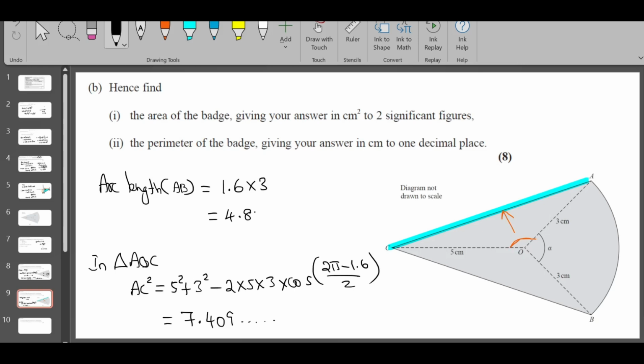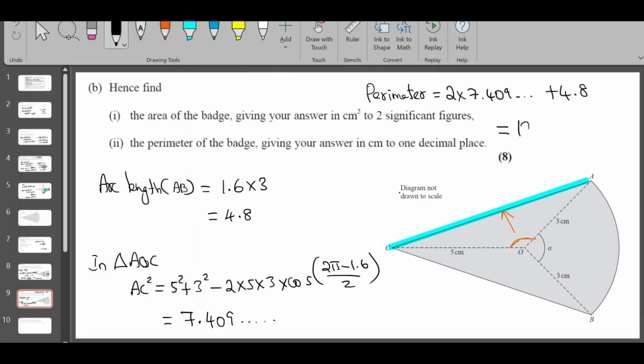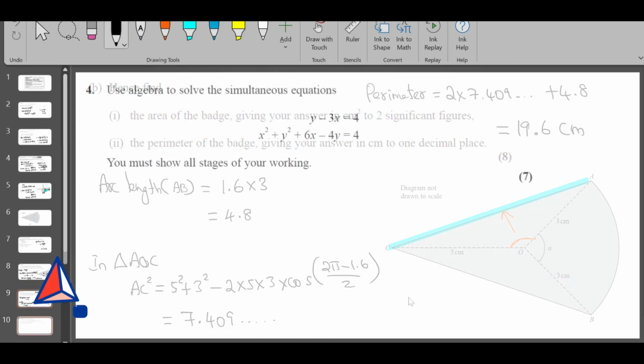Now you can write the perimeter: 2 times 7.409 something plus the arc length. So straight away multiply the answer by 2 plus 4.8. Round to one decimal place, 19.6 centimeter. That's all.